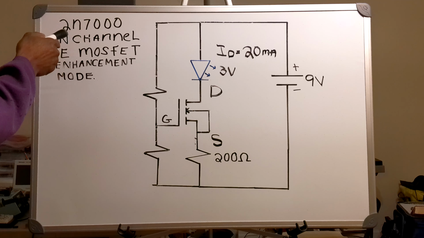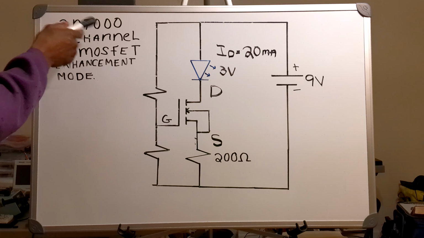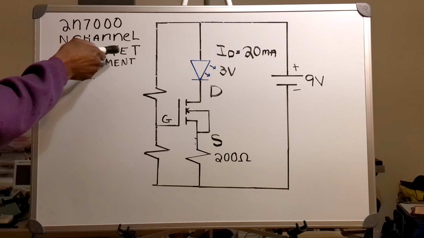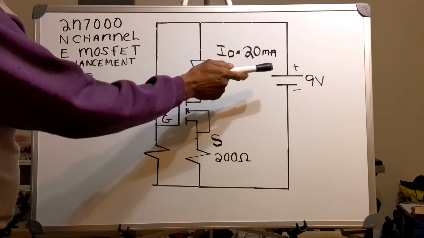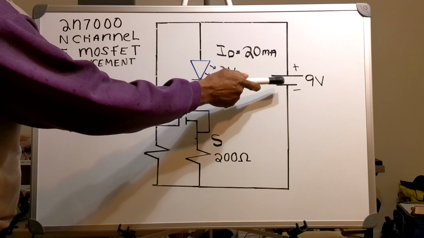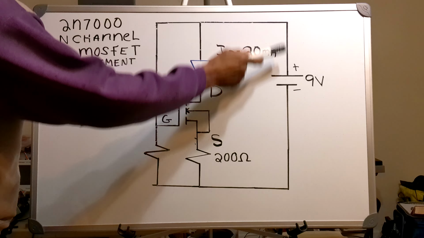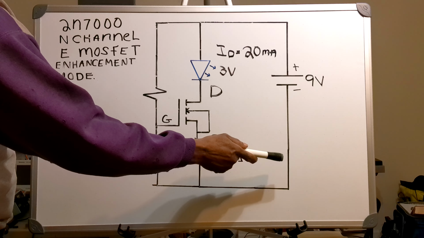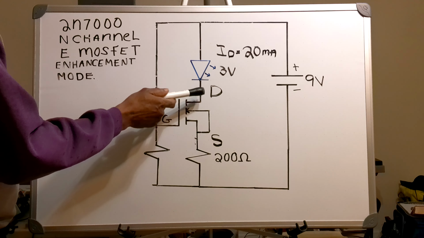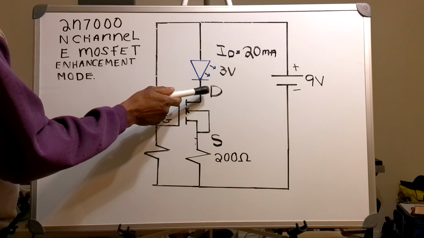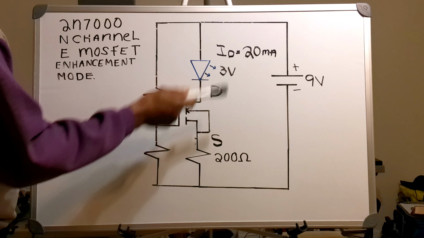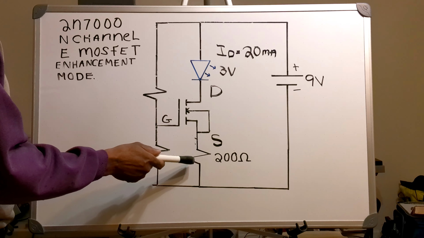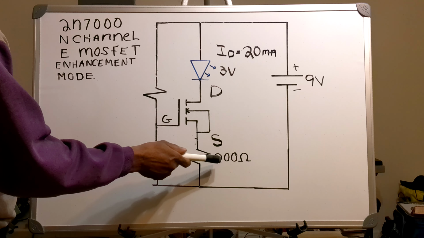Now in this video, I've got the 2N7000 N-channel E MOSFET, and the E means enhancement mode. Across the front of my MOSFET, I've got a 9-volt DC source, and on the drain side, I've got a blue 3-volt LED, and on the source side, I've got a 200 ohm resistor.